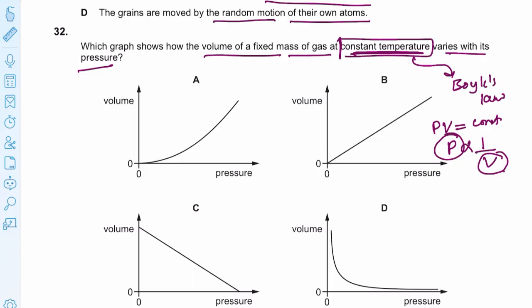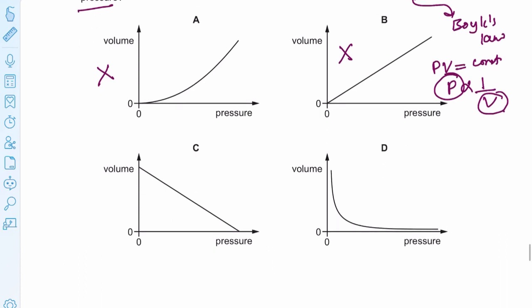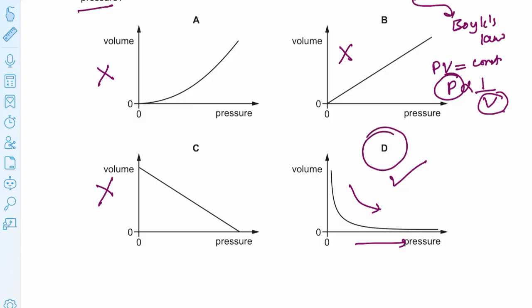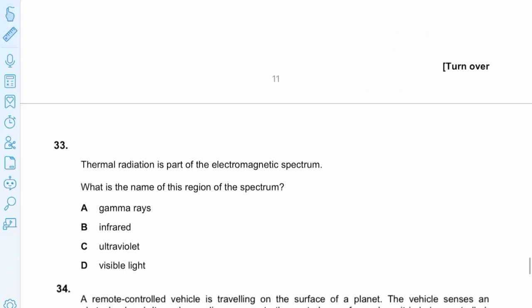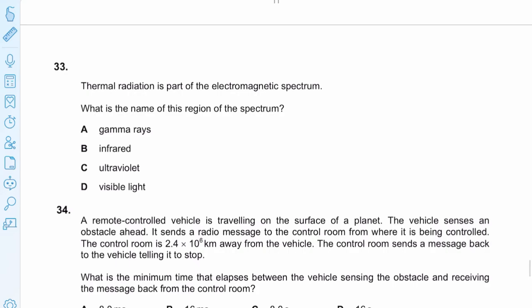So this is not a graph of inversely proportional. This is not a graph of inversely proportional. This is not a graph of inversely proportional. This is the inversely proportional graph, right? See, when pressure is increasing, your volume is decreasing. This is the option D answer for this question. Got it, everyone, clearly?